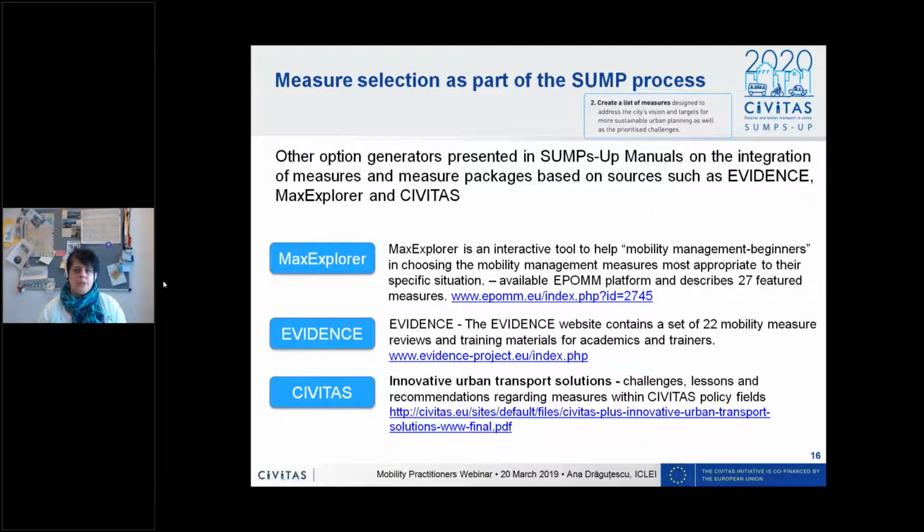Just to move on with the measure generators, you can also use Max Explorer or Evidence or Civitas. As I said earlier, you have a lot of opportunities and possibilities to find measures within the project. Max Explorer is an interactive tool to help mobility management beginners in choosing mobility management measures. Then you have Evidence, which contains a set of 22 mobility measures, reviews and training materials for academics and trainers. And then you can use the Civitas website that also provides measures within the Civitas policy fields.